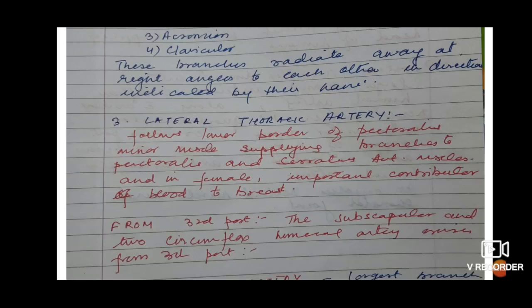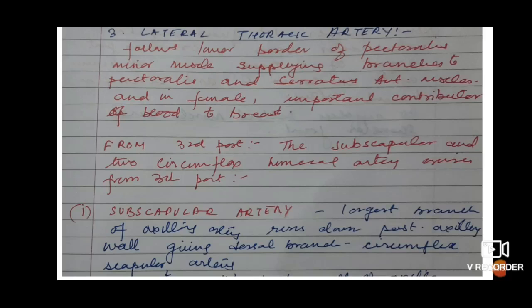From the third part of axillary artery arises the subscapular and the 2 circumflex humeral arteries, the anterior and the posterior circumflex humeral arteries. The subscapular artery is the largest branch of axillary artery, runs down in the posterior axillary wall, giving dorsal branch, circumflex scapular artery.